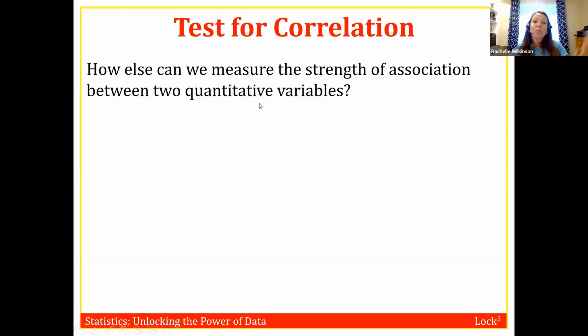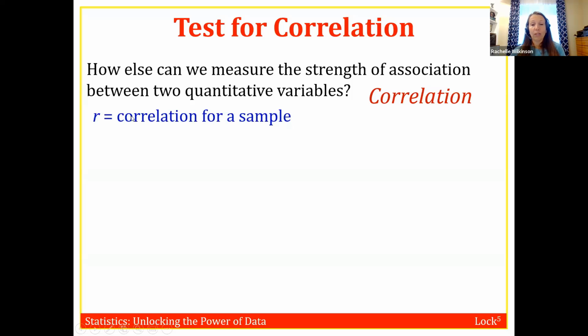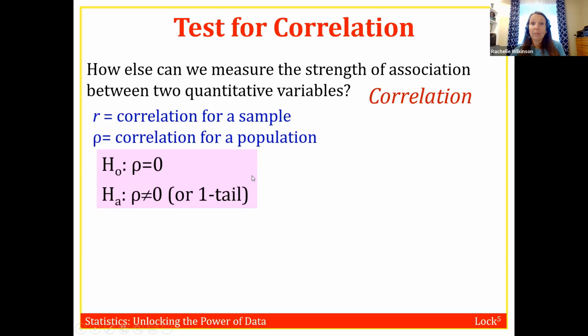So another way that we measure the strength of association between 2 quantitative variables is to look at correlation. We've talked about correlation in the past. r is our correlation from a sample. Rho is the correlation from a population. So it would make sense that we would want to do a hypothesis test for correlation. We might do null hypothesis, rho equals 0, versus the alternative hypothesis, rho not equal to 0. Or again, you could do greater than or less than here as well.